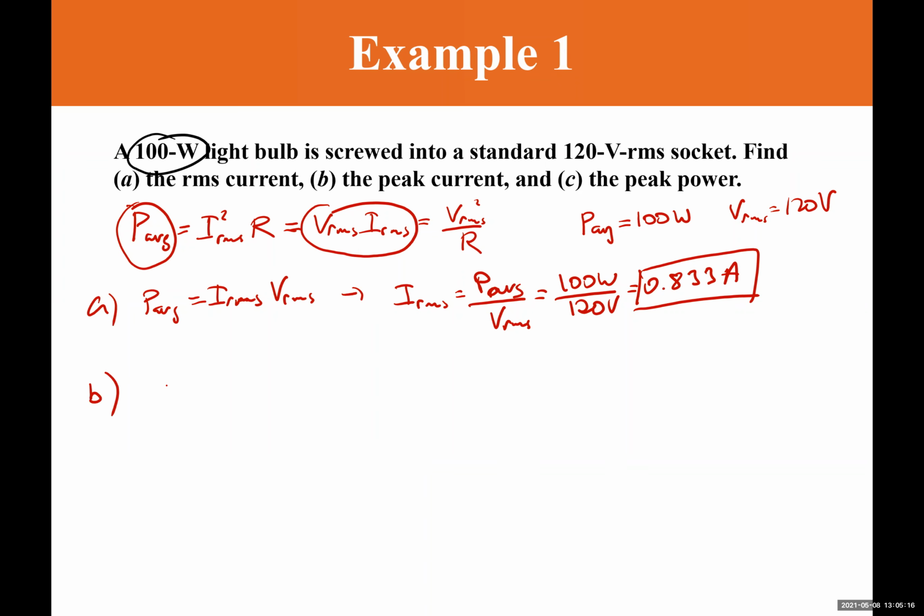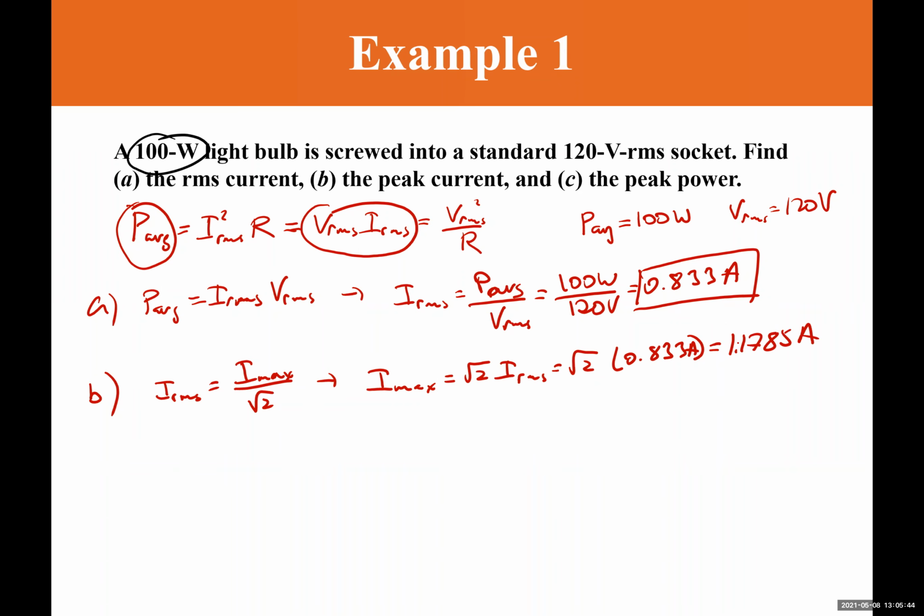Remember, IRMS equals the maximum current, the peak, divided by square root of 2. That means my maximum current is equal to square root of 2 times IRMS, so square root of 2 times 0.833 amps. We can calculate this to be 1.1785 amps. Then for part C, what is the peak power?